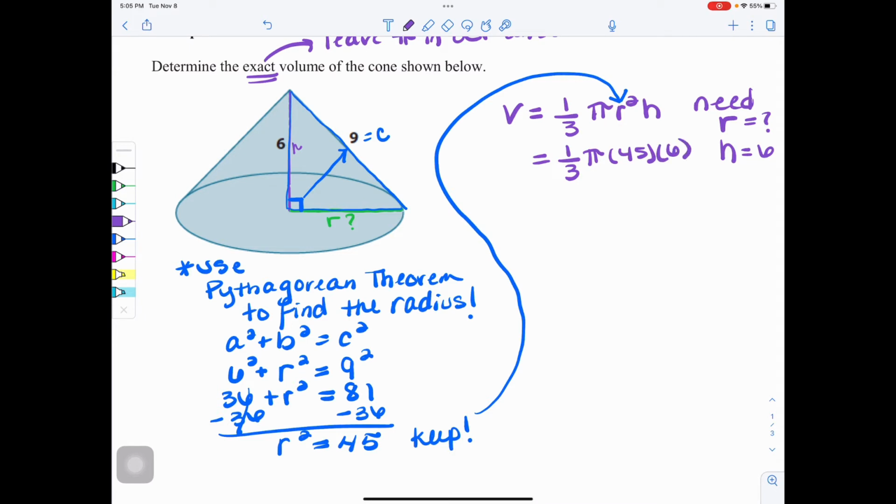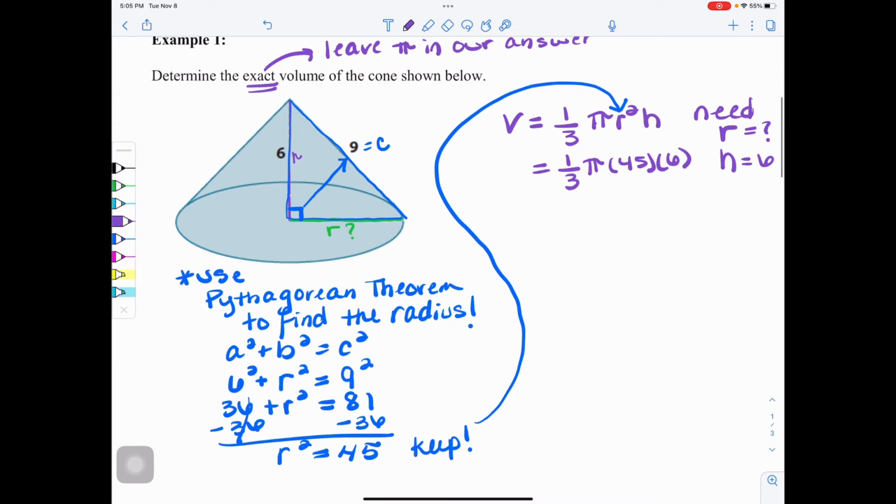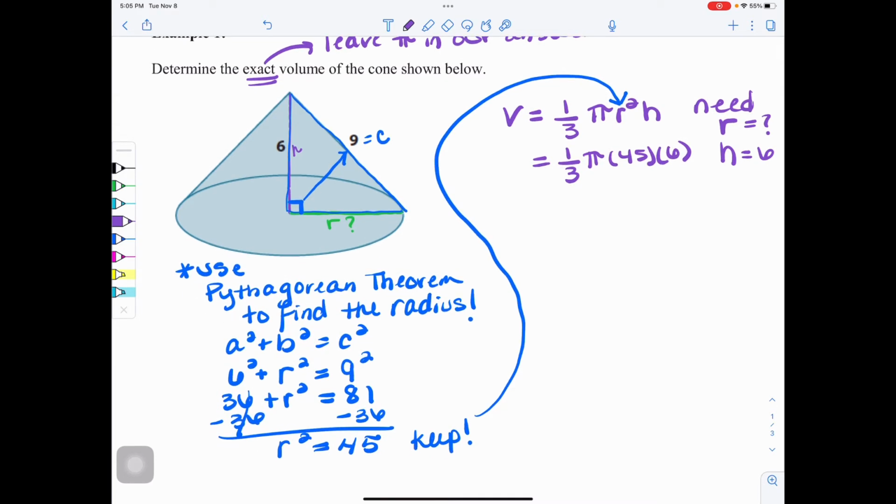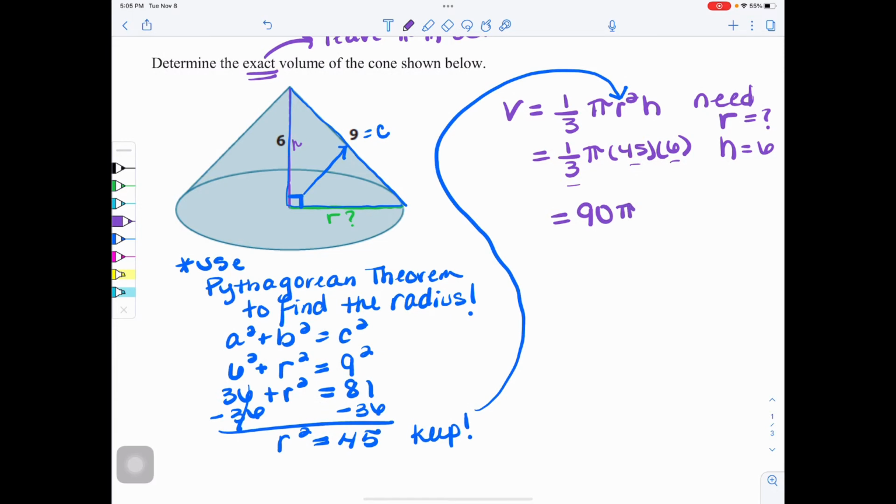So now if you recall, it said exact. So I'm leaving pi in my answer. I'm not typing pi in the calculator. I'm going to multiply 1/3, 45, and 6. So if I do that, I get 90, and pi stays as part of my answer. So that means my volume is 90 pi. Now, I don't see any units in my picture. I don't see centimeters or meters or anything like that. So we're just going to say units, and because it's volume, it should be cubed.